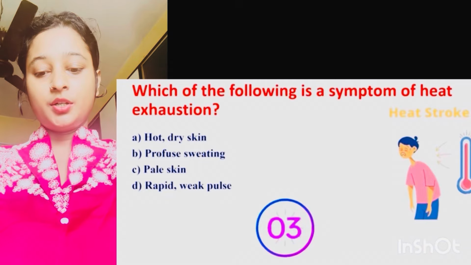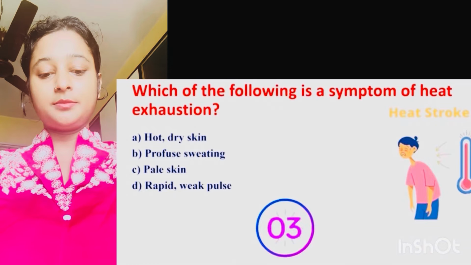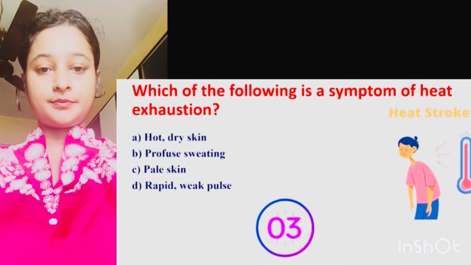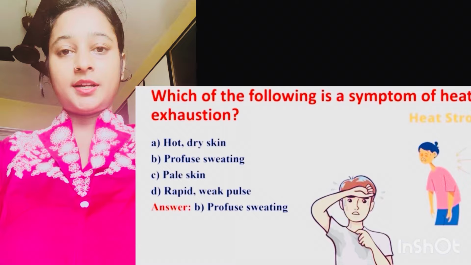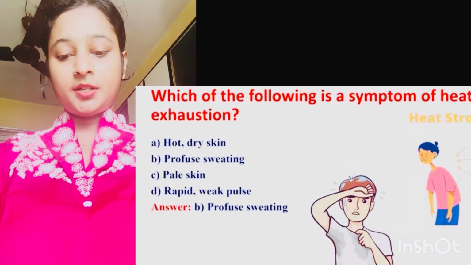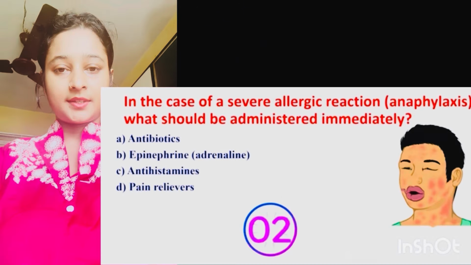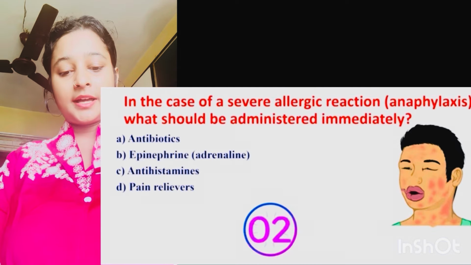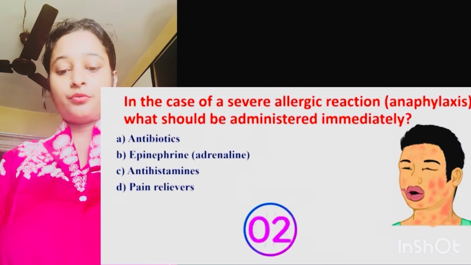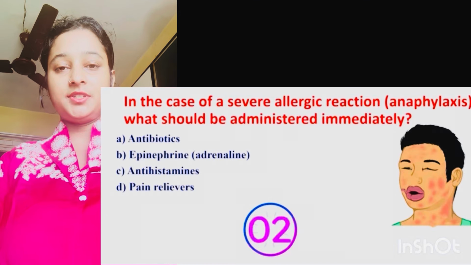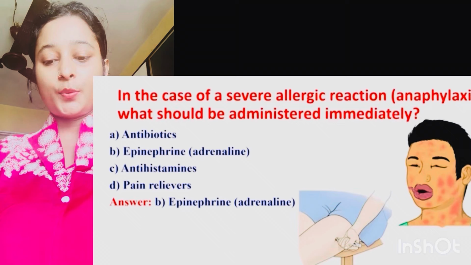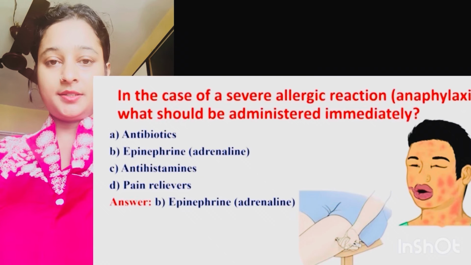Next question, which of the following is a symptom of heat exhaustion? Here, correct option is option B, profuse sweating. Next question, in the case of severe allergic reaction, what should be administered immediately? Here, correct option is option B, epinephrine.